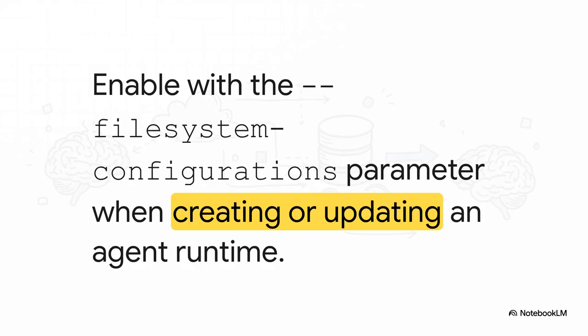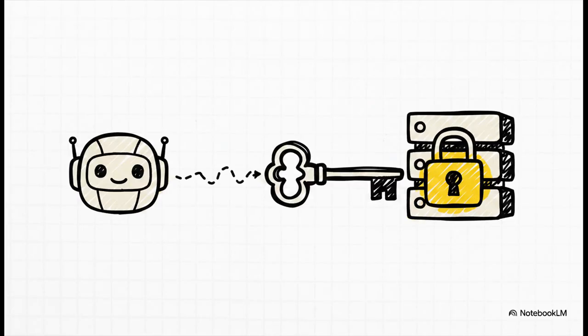When you're creating or updating your agent runtime, you just add this file system configurations flag, tell it where to mount the storage for the agent, and that's it. You're done. It is that simple. Okay, so once that's enabled, there's just one more tiny thing. Every time you start up the agent, you just give it a unique session ID. Think of that ID as the key to the agent's memory. It's how the system knows exactly which saved workspace to load up for you.